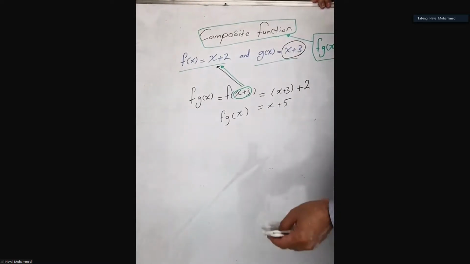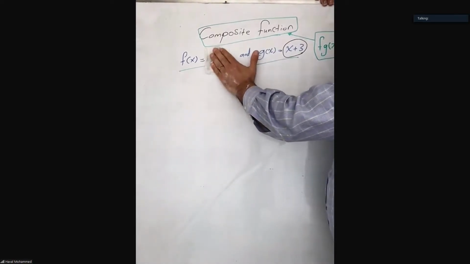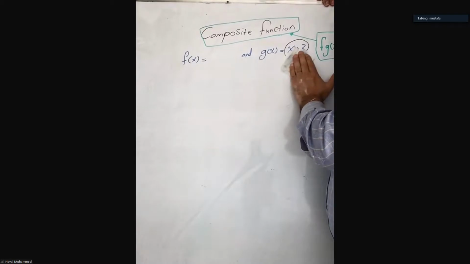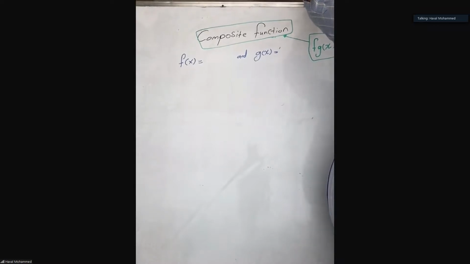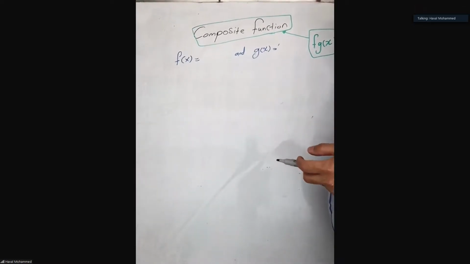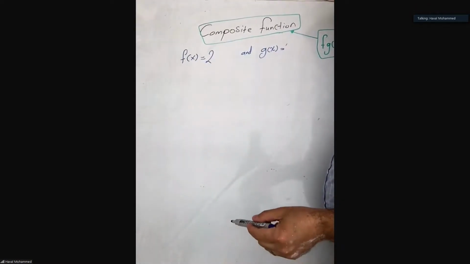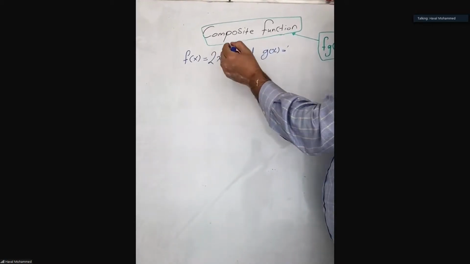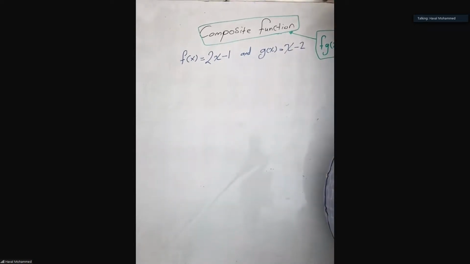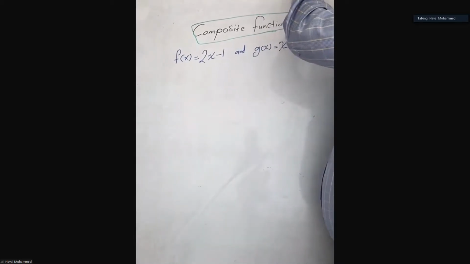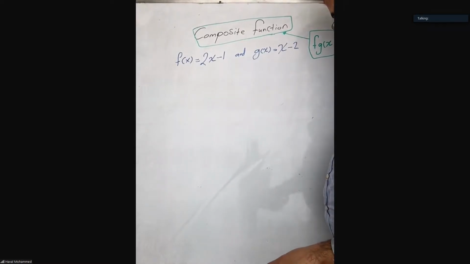Okay. I'm going to do the second example for you. The next one, if you just mute your microphone, then we have the next function, f x equals 2x minus 1, and g x is equal to x minus 2. Now they're asking you to find f g x.